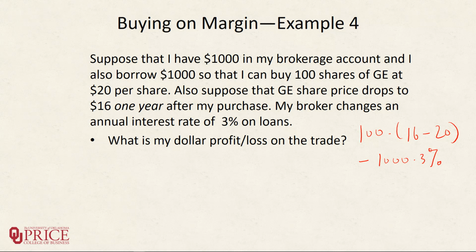My loss has two components. One is because the stock price went down, so I lose money on the stock. I bought 100 shares and lose $4 on each share, so that's a $400 loss. And on top of that, because my broker charges interest, I do have to pay a 3% interest on the $1,000 I borrowed. Therefore, the total is the loss on the stock and the loss on the interest. So total loss of $430.